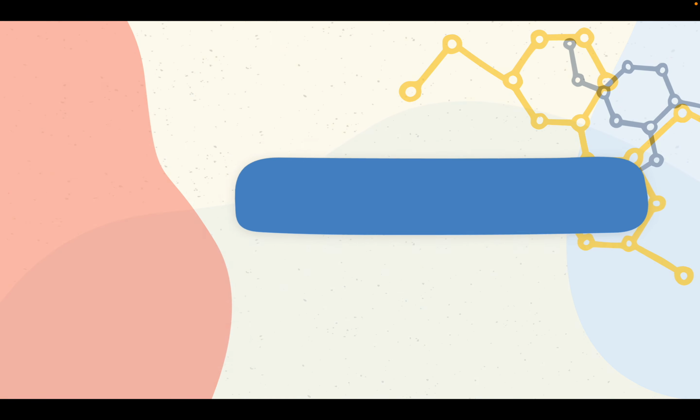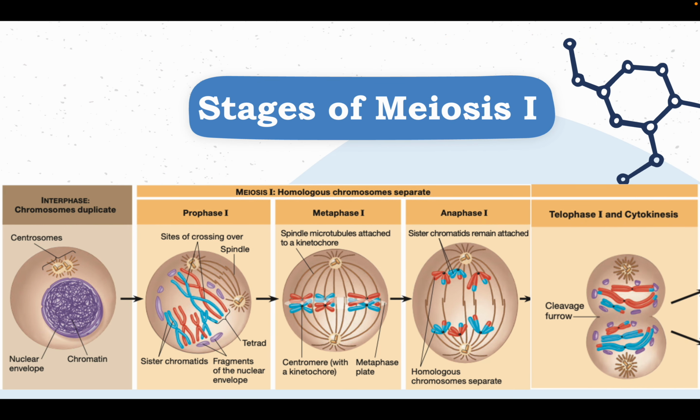So these are the 4 stages of meiosis 1. As you can see, we have prophase 1, metaphase 1, anaphase 1, telophase 1, and the cytokinesis.